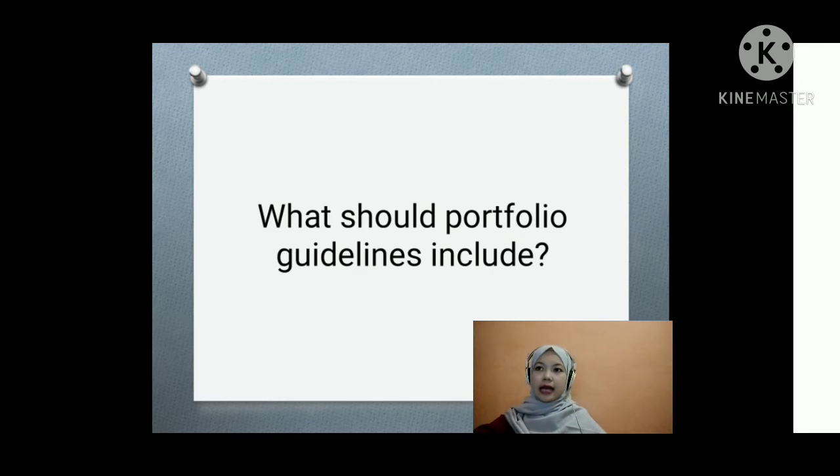Guidelines for a portfolio begin with the intended learning outcomes for a course. The guidelines for a portfolio should be aligned with and reflect the learning outcomes. Guidelines are typically communicated to students by defining the sections that are required for portfolio development.